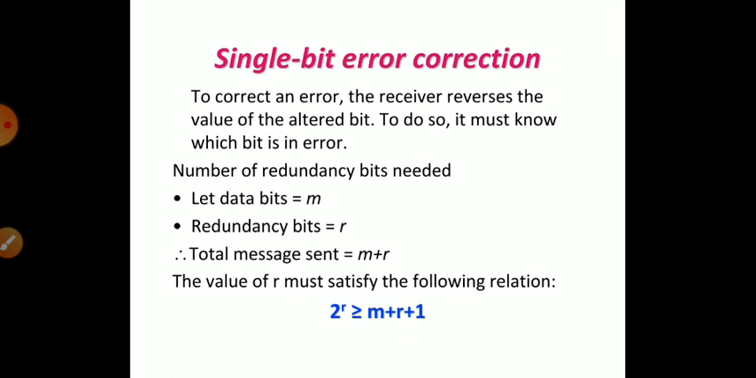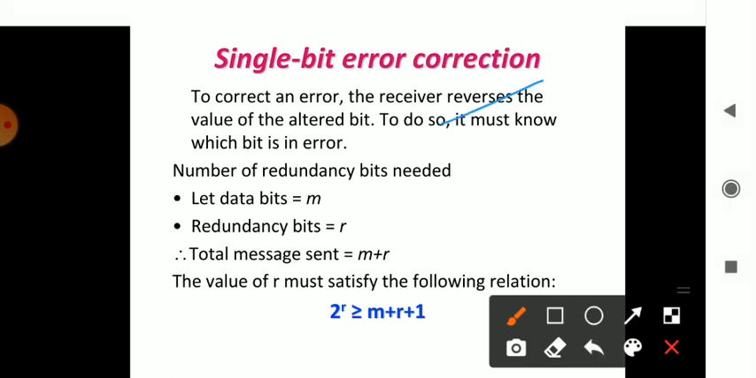In that, you check the information, and single bit errors are checked. The receiving end checks the single bits only. Let the data bits be M and let the redundancy bits, or you can say the parity bits, be R. The total message is M plus R. The message which is sent is the data bits plus the redundancy bits.